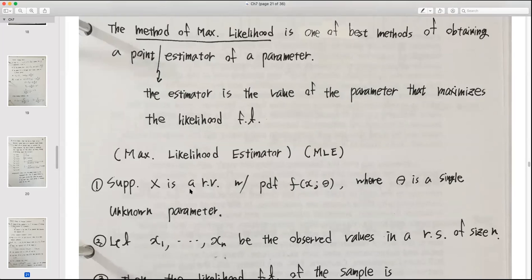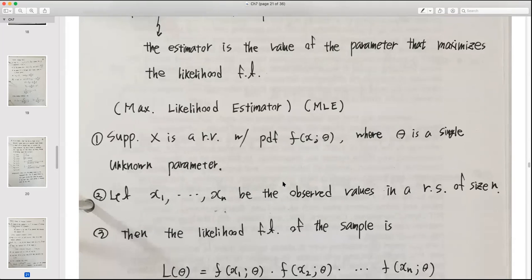Suppose X is a random variable with a PDF f(x; theta). X is a random variable and theta means a parameter. We assume that the PDF f involves a single unknown population parameter. Now let x1 through xn be observed values, I mean, sample data. Definitely these are a random sample.